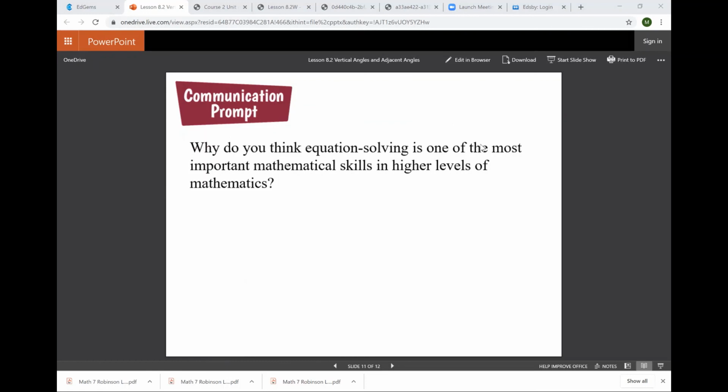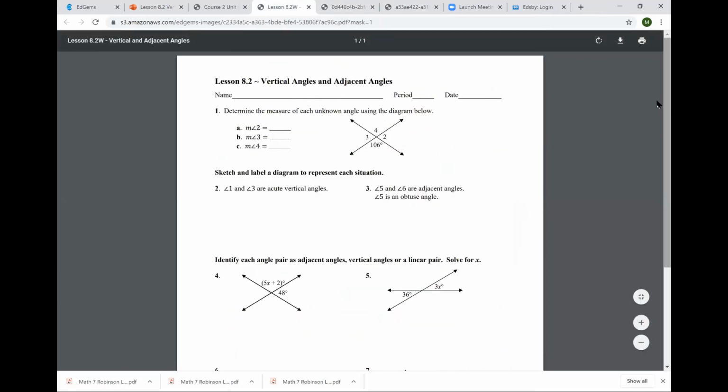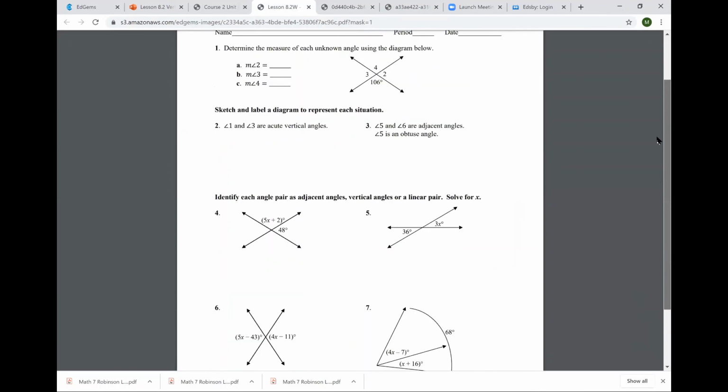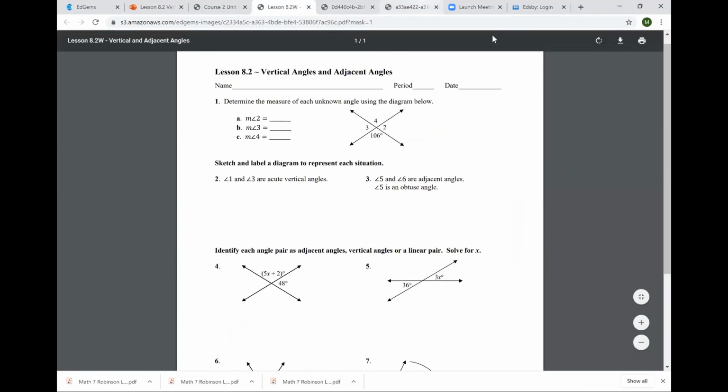So you're all set now. You have everything you need in order to do the assignment that I assigned you. This is what the assignment looks like. There are 7 problems for you to do, and this is due by Friday. If you have any questions, please let me know. Have a great day.